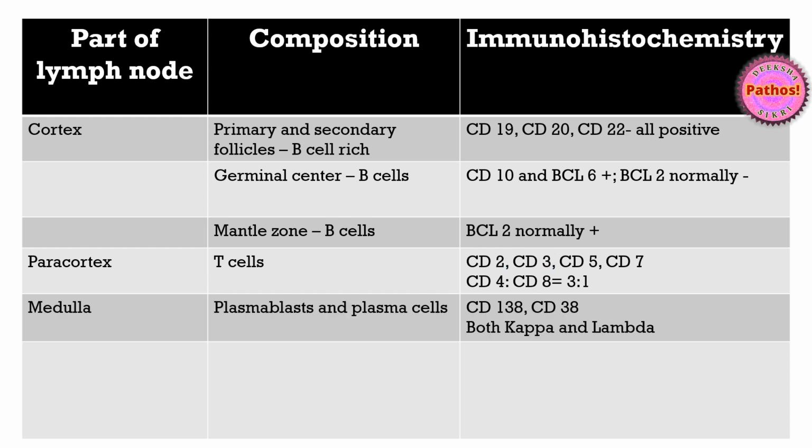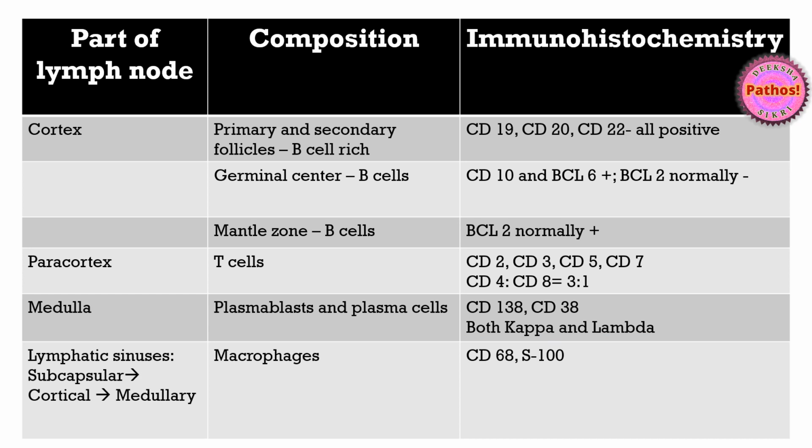In the medulla, we will see plasmablasts and plasma cells, and they are positive for CD38 and CD138, and because it's a polyclonal population, both kappa and lambda light chains will be present. This is important. Why? Because anytime there is a monoclonal population, you will only see one of them. In the lymphatic sinuses, if you trace them from subcapsular, cortical, and medullary area, like I said, very importantly, macrophages will be present, and these macrophages are CD68 and S100 positive.